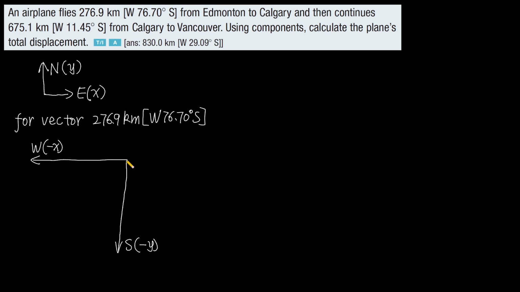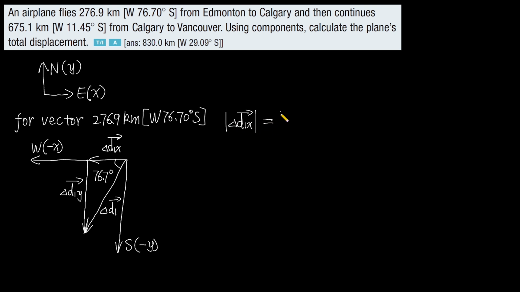So this is the vector. This is the vector delta d1. This is the vector delta d1x. And this is the vector delta d1y. And this angle is 76.7 degrees.